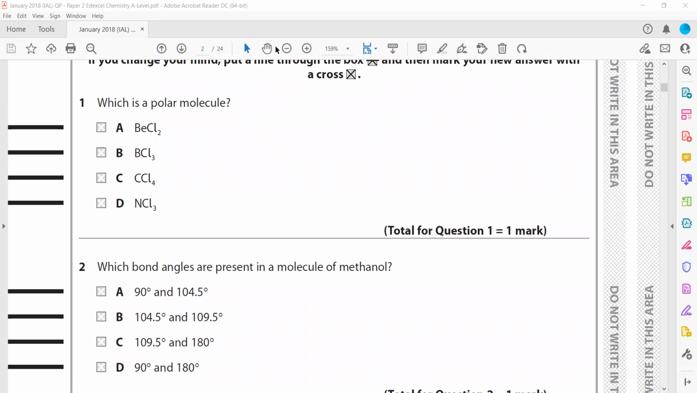In the first question, which is a polar molecule? So a molecule for which the dipole moments overall cancel out each other, that is non-polar. If it does not cancel out, then it will be polar. So basically, if the molecule has a symmetry, it will be non-polar. If it does not have a symmetry, then it will be polar. So BeCl2 will have a linear structure, and a linear structure has symmetry. That's why it will be non-polar.